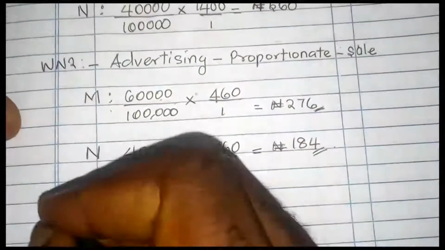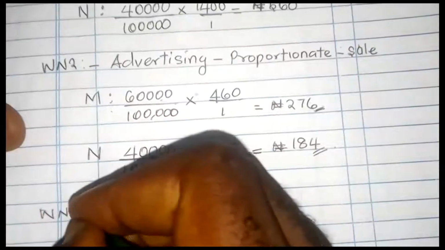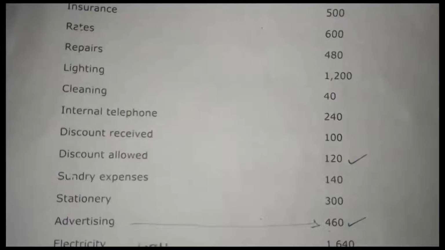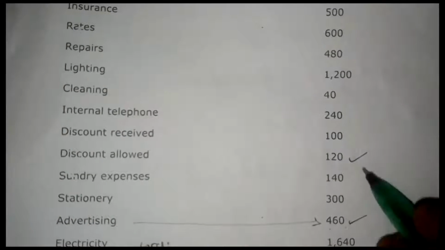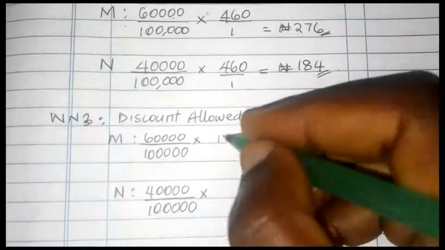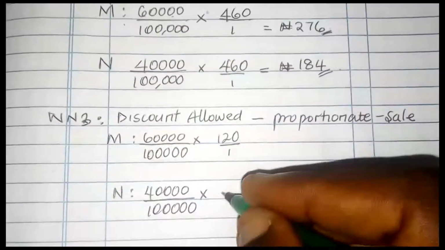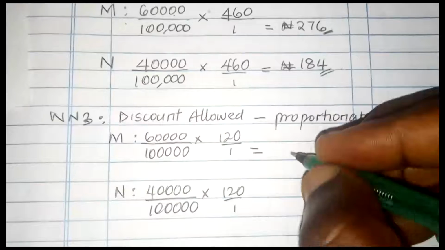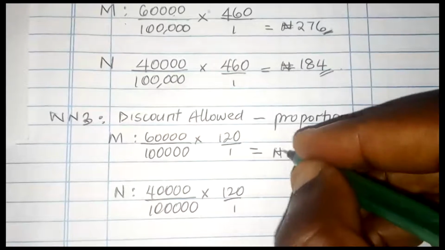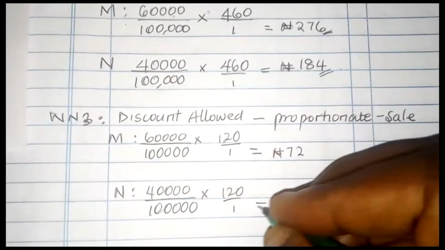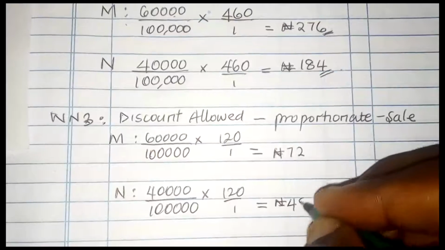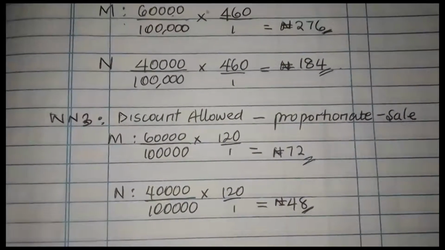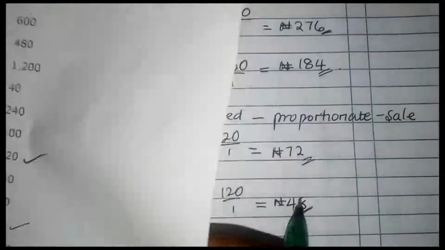Then you continue like that. Working note 3. For discount allowed, we have 120. So we have 60 over 100 times 120, which will give you 72, and this will give you 48 for N.